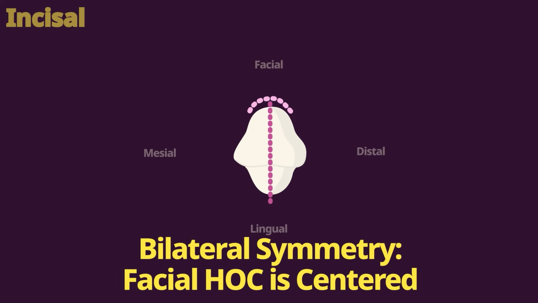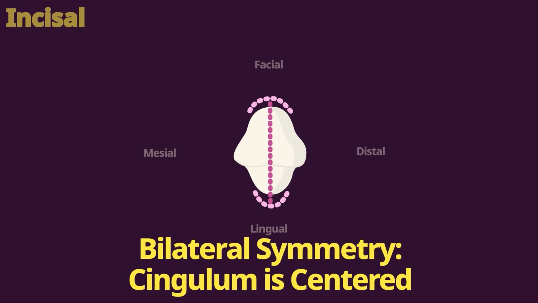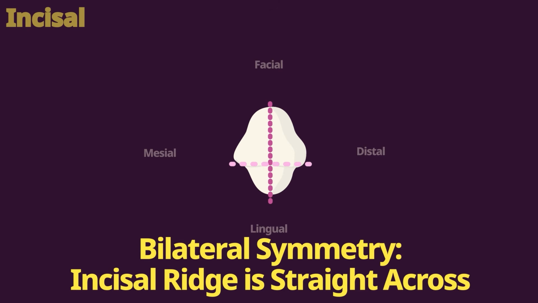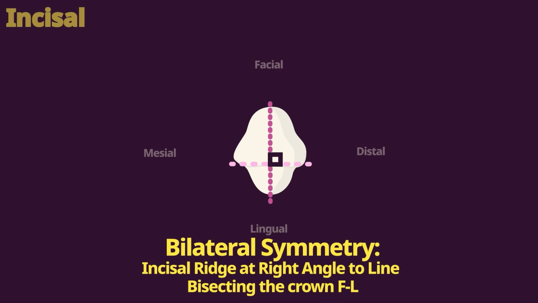The facial height of contour is centered and the cingulum is centered. And the incisal ridge runs straight mesial distally between the contact areas, forming a right angle to a line bisecting the crown labiolingually.